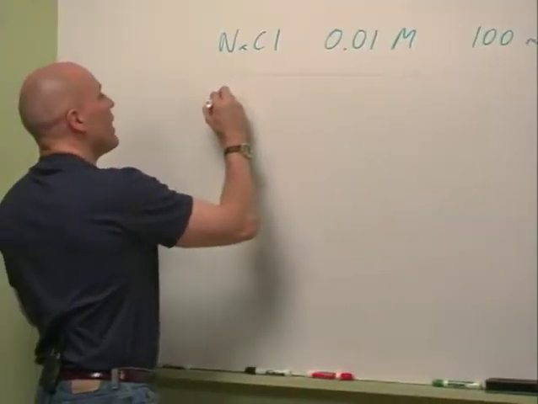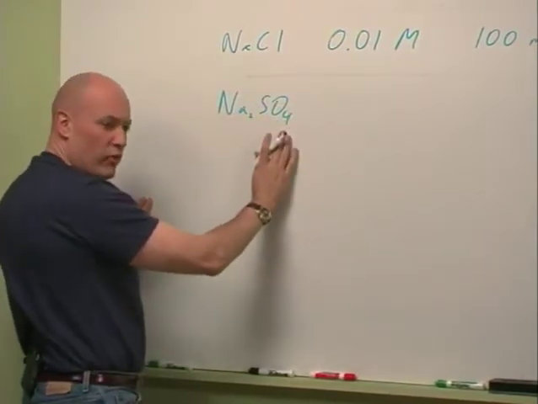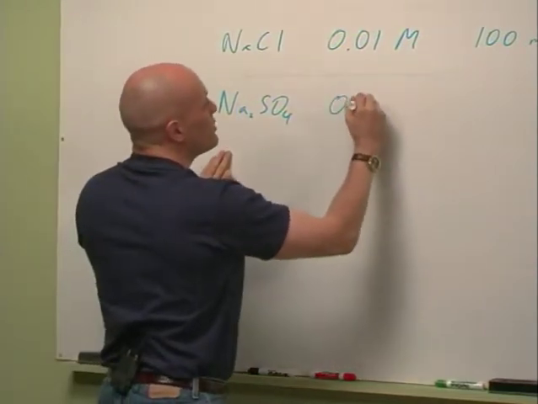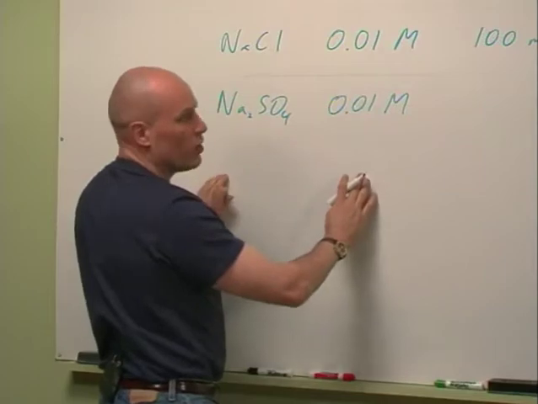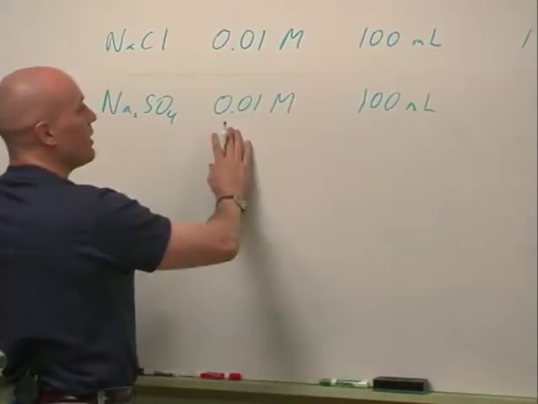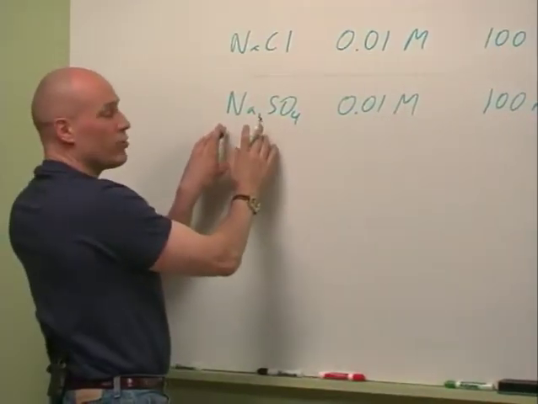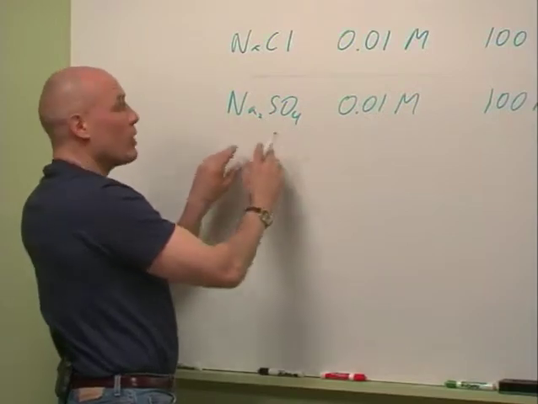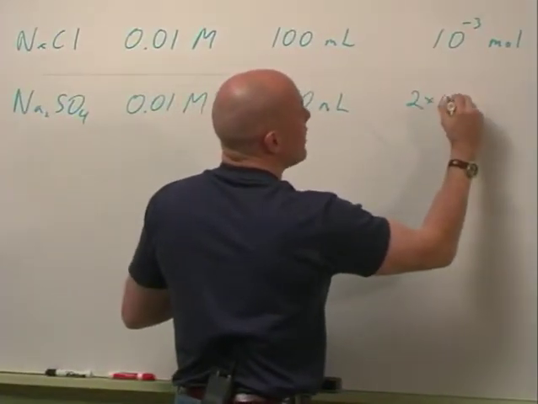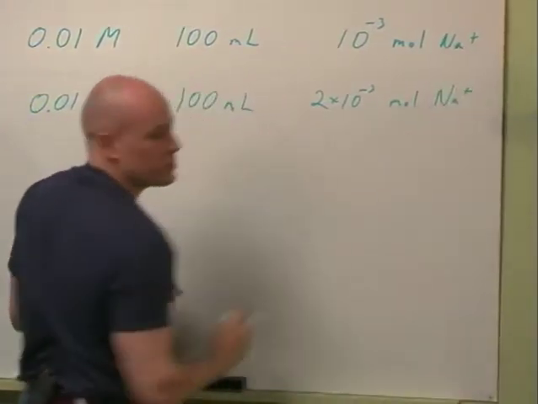Excellent. Okay. Then we have sodium sulfate, and this is going to break up into sulfate ion and 2 sodium ions. And we have 0.01 molar sodium sulfate. We have 100 milliliters. We're going to do the same thing, and we get 10 to the negative third. But remember, there are 2. That 10 to the negative third is how many sodium sulfates we have, and we have 2 sodiums for every sodium sulfate. So we're going to have 2 times 10 to the negative third moles of sodium from the sodium sulfate.